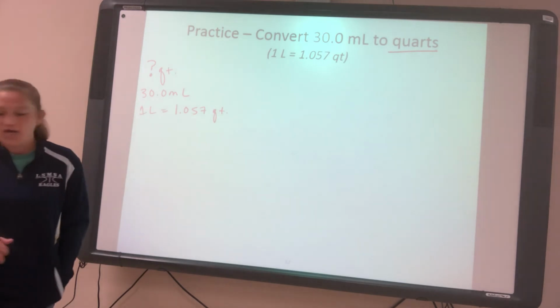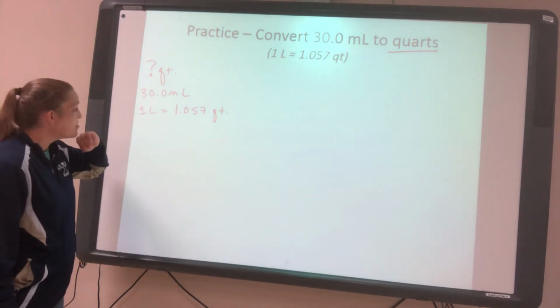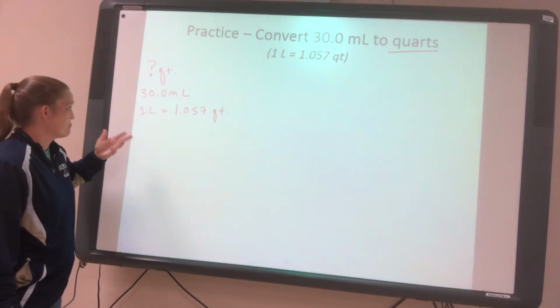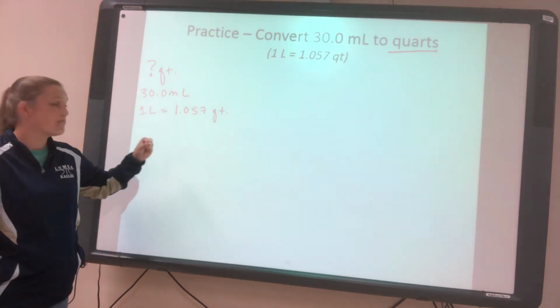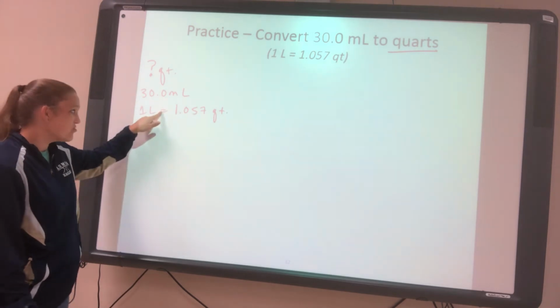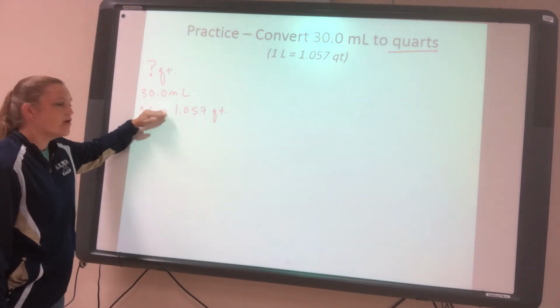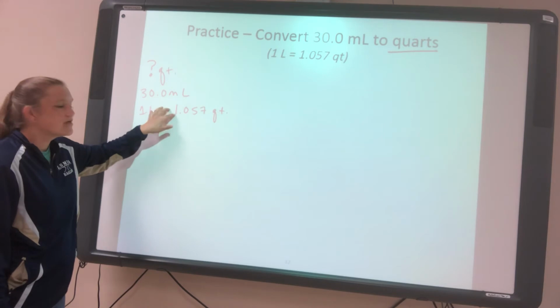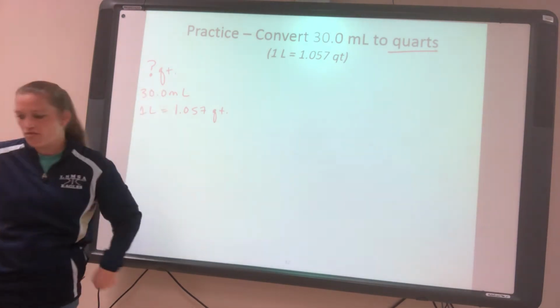Now I have everything they gave me, and I have to start somewhere. I want to start with what looks simpler. This has 1 unit, and this has 2 units and an equal sign. If it has an equal sign, we don't want to start with that, because it's going to be a conversion. So we want to start with our 30 mils.